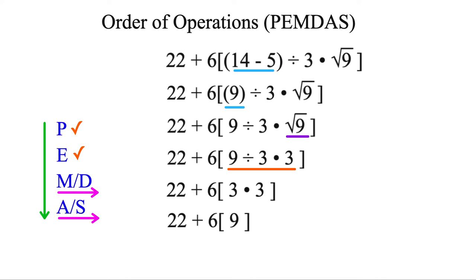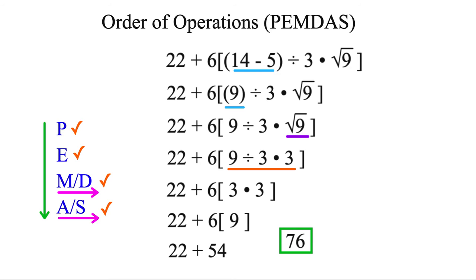Or are we? Because now at this stage, most students think 22 plus 6, 28. But we actually have to multiply those two together first. A number in front of a bracket or a parenthesis means multiply. So 6 times 9, 54. Now we're done with multiplication. So finally we add these together, we get 76, and we're good.